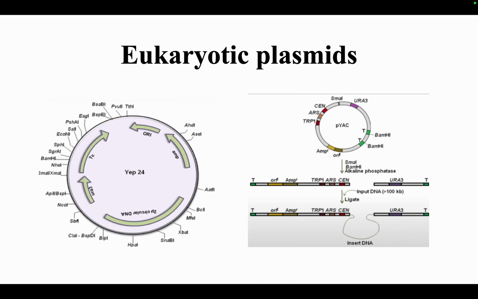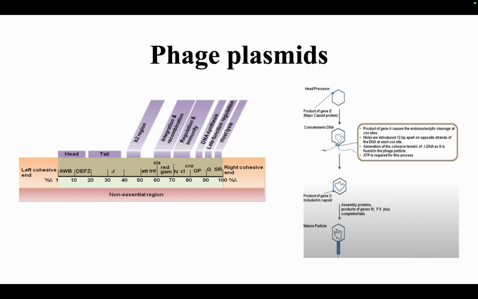That yeast artificial chromosome can pack a huge amount of DNA, in megabases. So large chunks of DNA can be packed into these vectors. So these are used for genomic library preparation or cDNA library preparation. Okay, then we have different phage plasmids. These are also very important. So phage plasmids, just like other plasmids, have different sites.